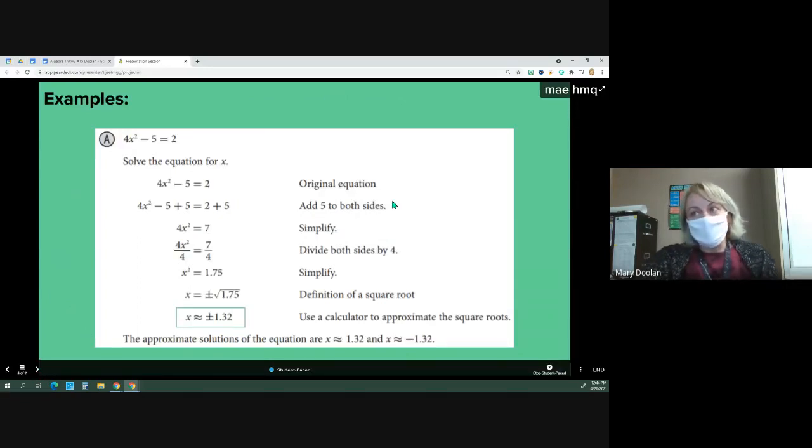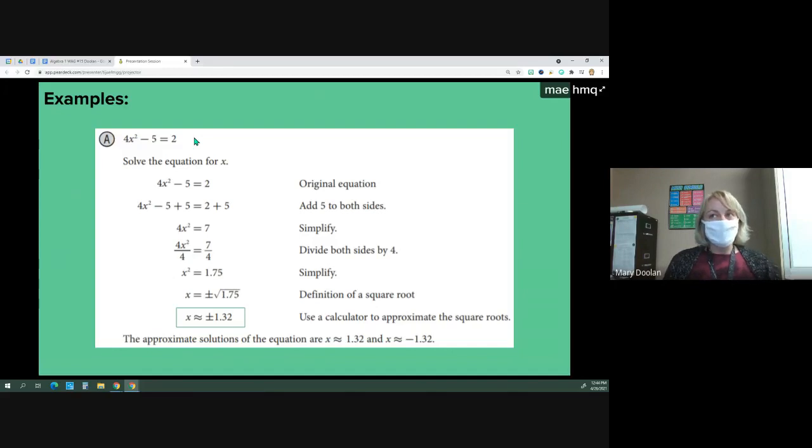So this first example here is basically how we're going to do these problems. We have this equation up here, 4x squared minus 5 equals 2. Now, if this was an equation without x squared in it, if that was just a regular old x, you would tackle this the same way you would an equation like 4x minus 5 equals 2. The game is to get your variable isolated by doing the same thing to both sides of the equation using inverse operations. That's the same idea here.